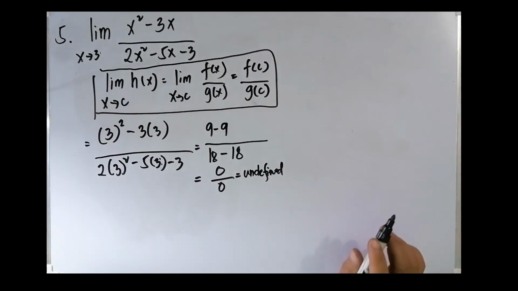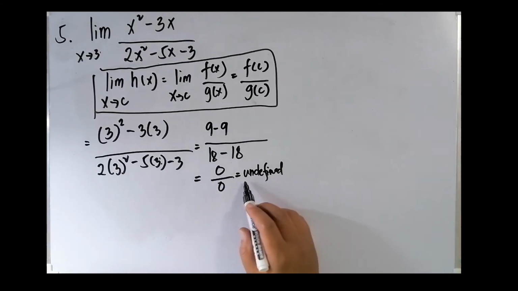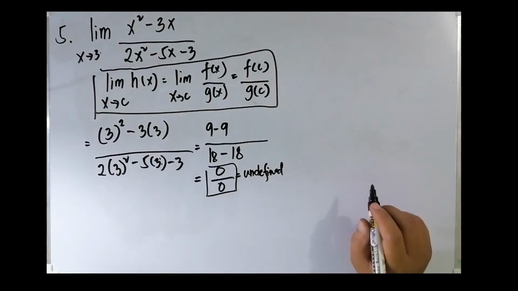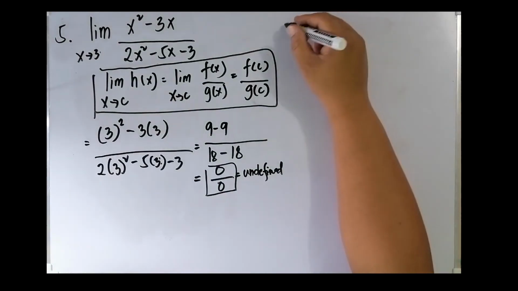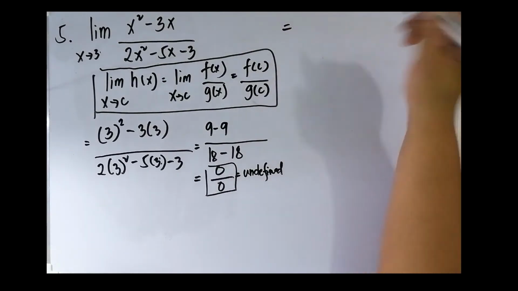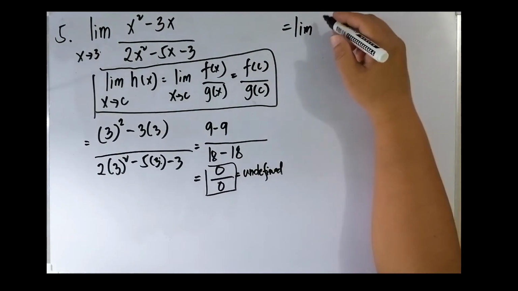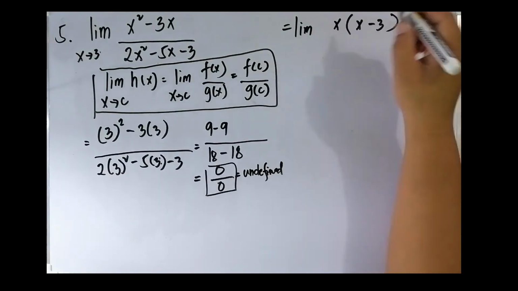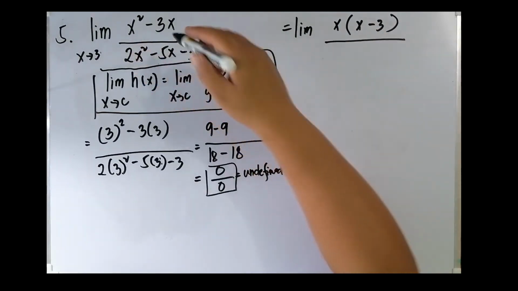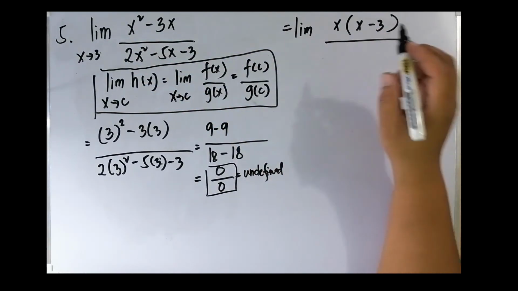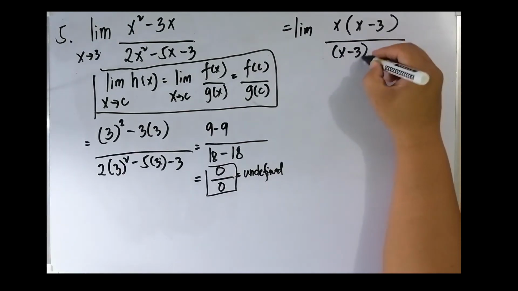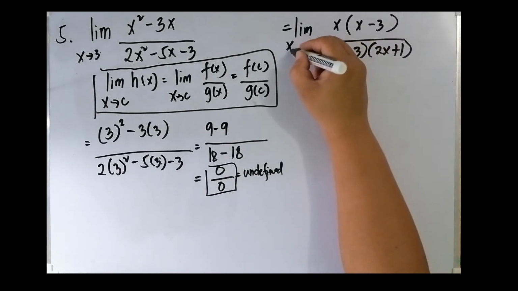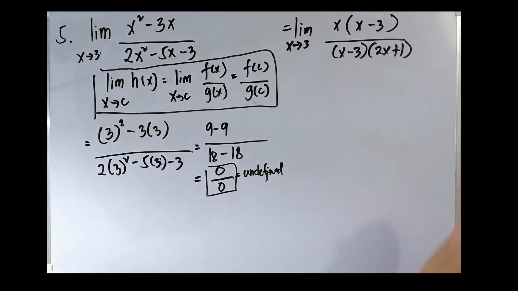Undefined. Hindi tayo pwedeng magkaroon ng limit na undefined. So, anong gagawin natin? Ang gagawin natin, class, ay i-factor out natin ang numerator at ang denominator. So, we have the limit of x times x minus 3 all over, factorable naman yung denominator, which is ang factor niya ay x minus 3 times 2x plus 1 as x approaches 3.